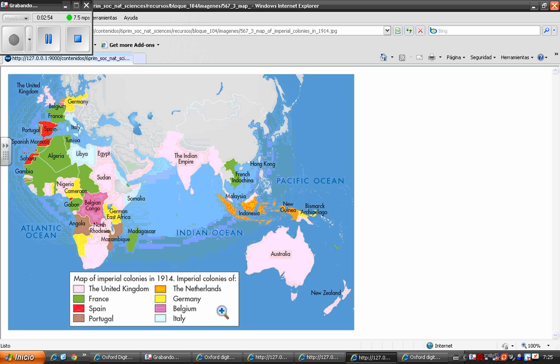In orange, you can see the colonies occupied by the Netherlands. Those include Indonesia and New Guinea. In yellow, you can see the colonies that were occupied by Germany. That includes Cameroon, German East Africa. In the darker pink color, you can see the colonies that were occupied by Belgium, such as the Belgian Congo. In light blue, you can see the colonies that were occupied by Italy, which include Libya and Somalia.